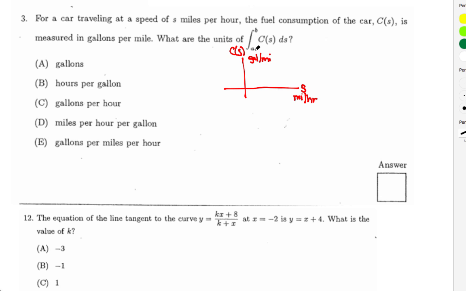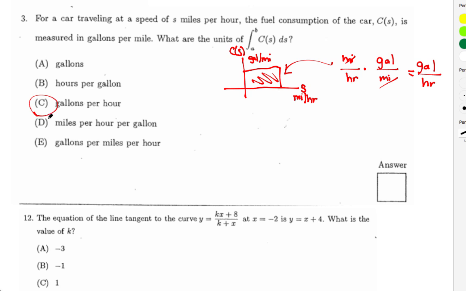This integral is obviously the area under the curve, right? So if I'm trying to find an area, just think of a rectangle. How would you find the area? You do width times height. So the units of this are going to be that same type of thing. They're going to be width, which is miles per hour, times the height, which is gallons per mile. And so the miles cancel out, and so our units are just gallons per hour. And so the correct answer choice is C. So again, by drawing the diagram there, I think you really make your life much easier.